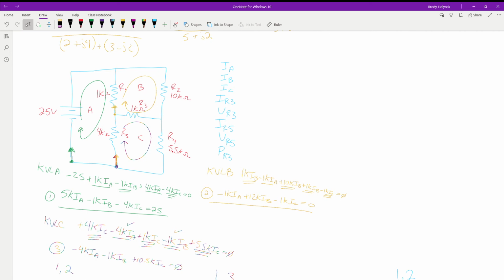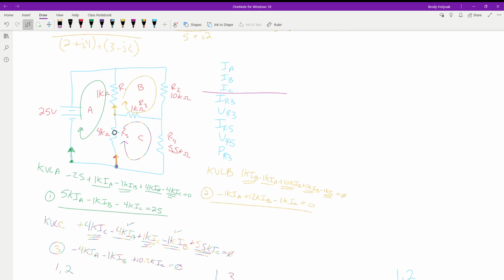Okay, now we have to figure out what currents we have where. The biggest thing is these are the ones we're looking for, but we have to find the different voltages across all of them, so we can go back and double check everything. The biggest things we're looking for are the current through R3, the voltage of R3, the power of R3. Then we have the current of R5 and the voltage of R5. So primarily looking for this one and this one.